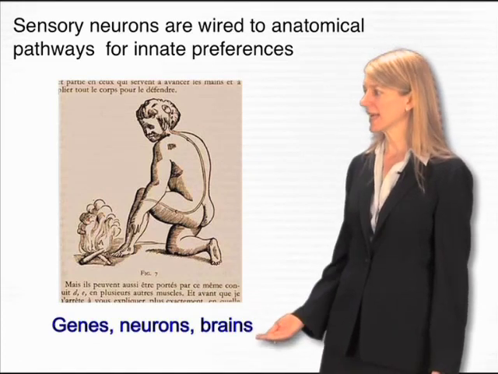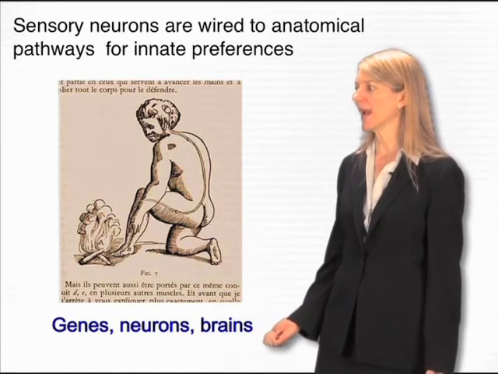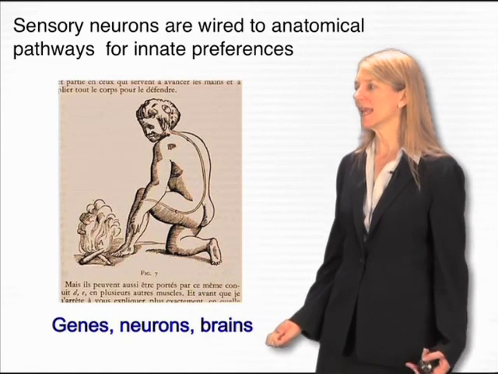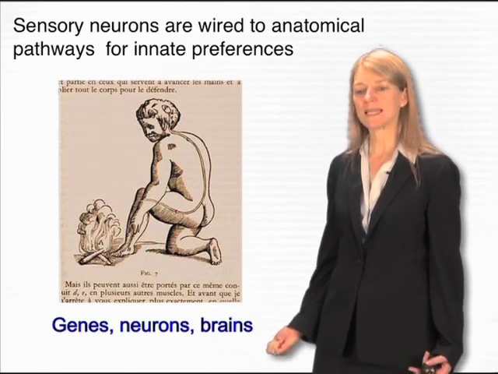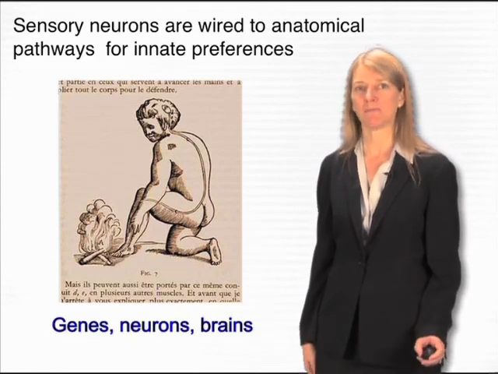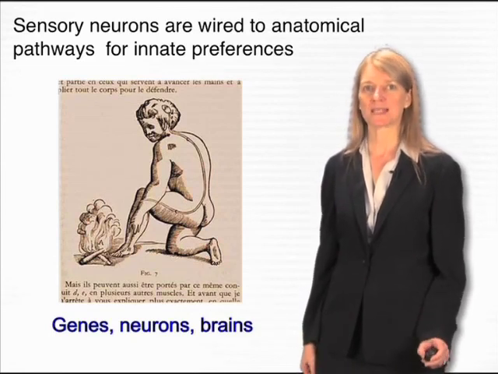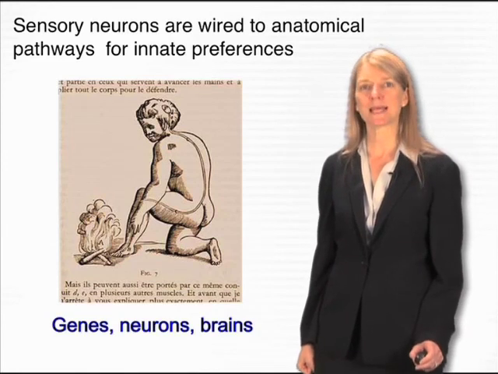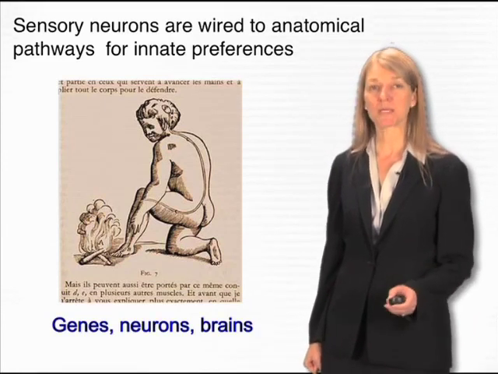And so by understanding genes, neurons, and brains, we can see the beginning of a principle for one idea about how behaviors emerge, and particularly how innate behaviors are built into a nervous system to help an animal respond sensibly to its environment from its moment of birth.